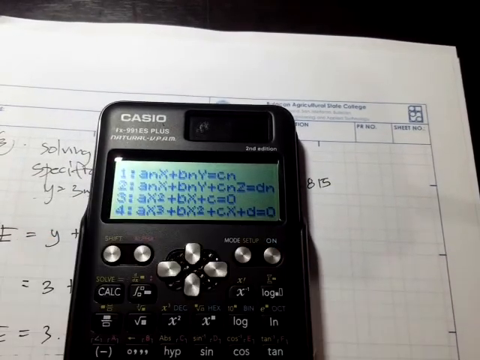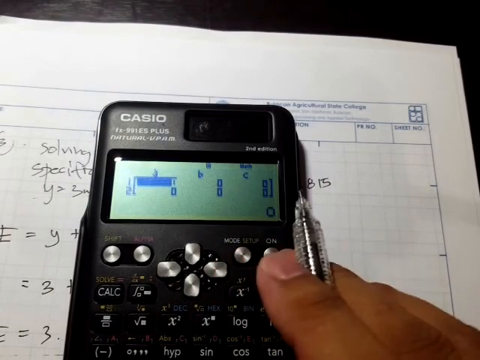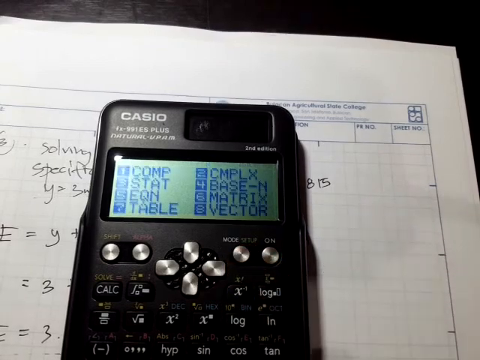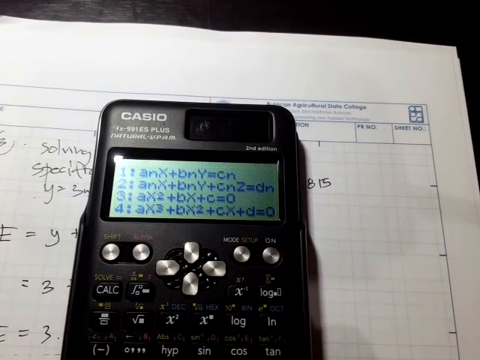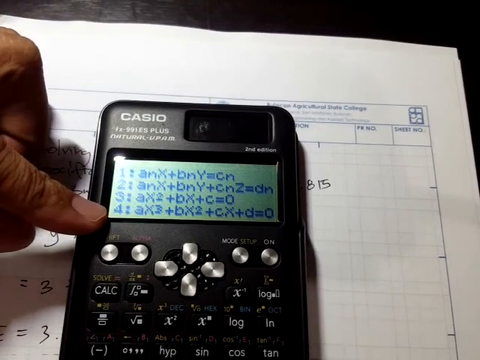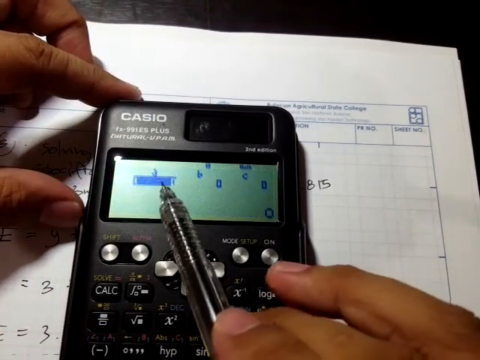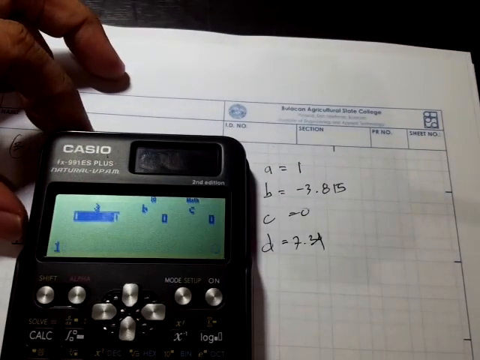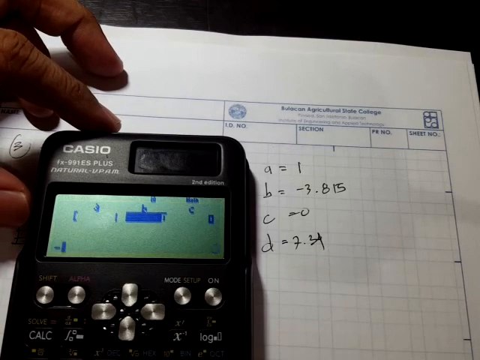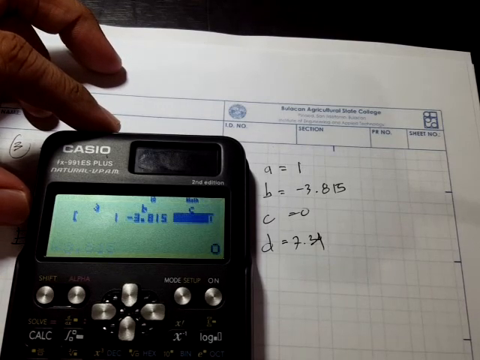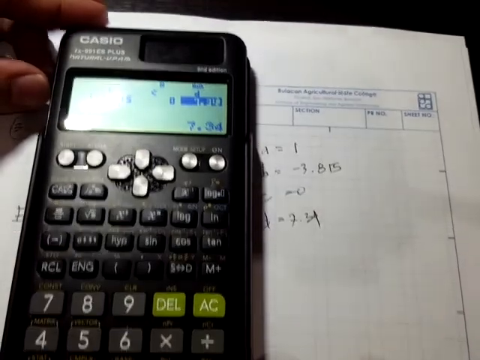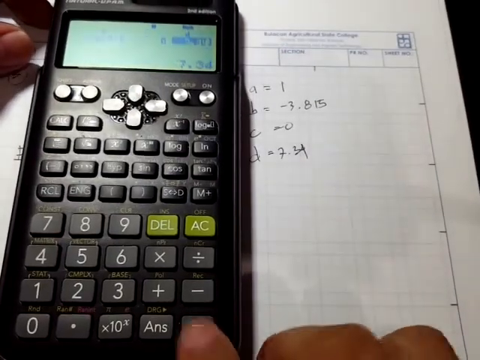So let's select this. So again, here's our default, and now click this mode and click number 5 and press 4 because that's the cubic functions. Then let's input the value of a, b, c, and d. So our a is 1, our b is negative 3.815, our c is 0, and our d is 7.34. Right, so that's it, and then just press equals.